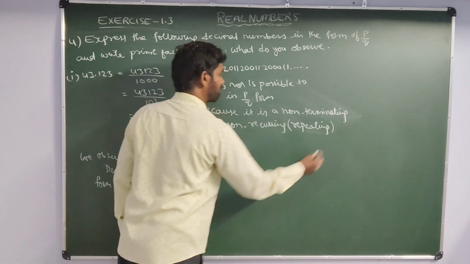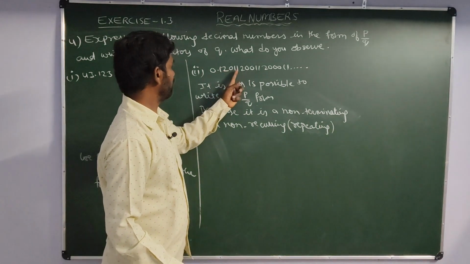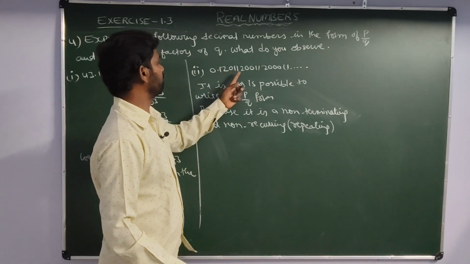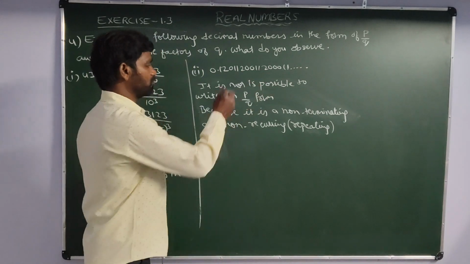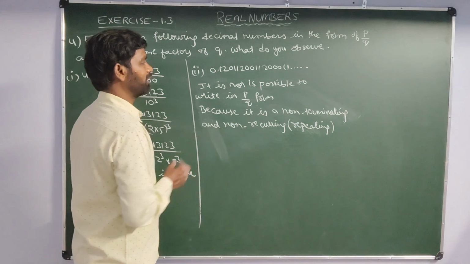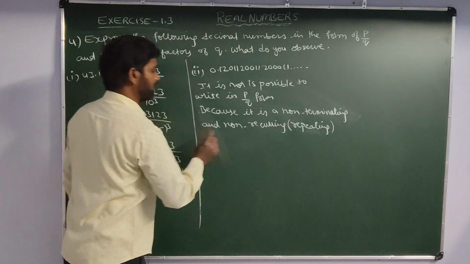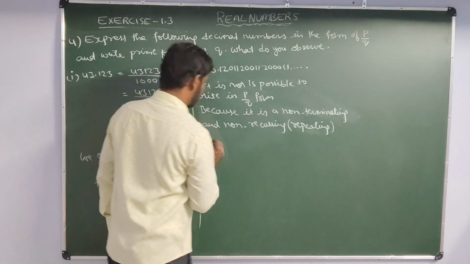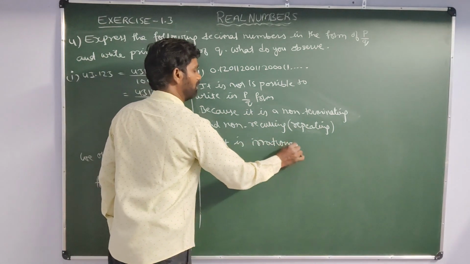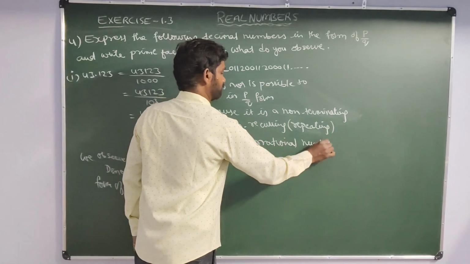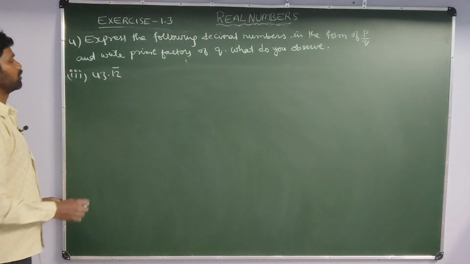So particular numbers are not repeating here. 12011, but which numbers are we getting here? 120011. So there are no particular repeating numbers here. Hence we can say that because it is non-terminating and non-recurring, therefore it is an irrational number. That is the answer. Next question, 43.12 bar.